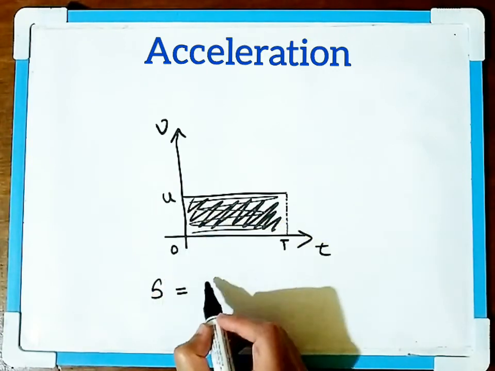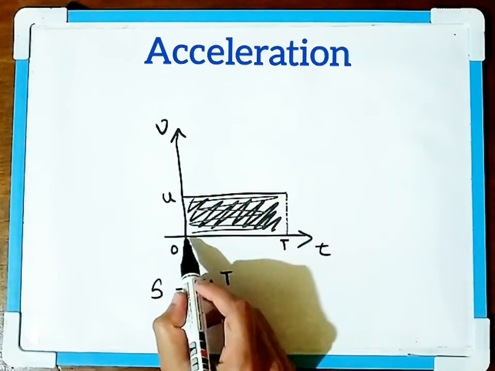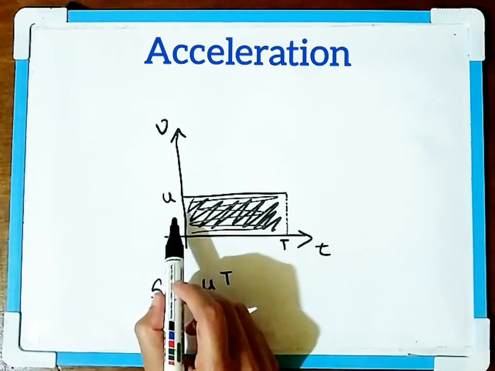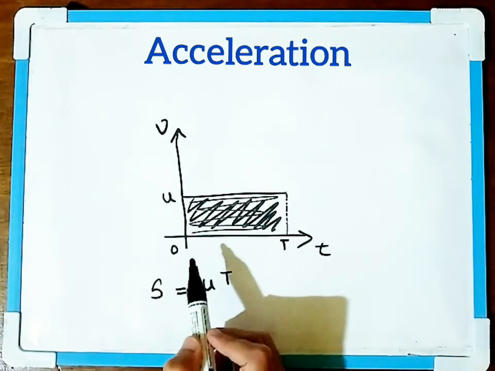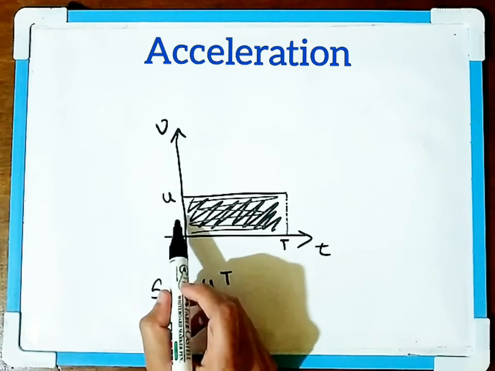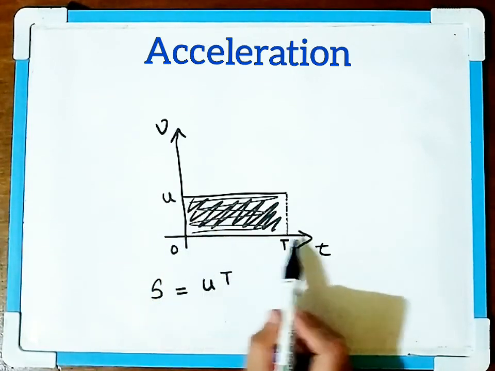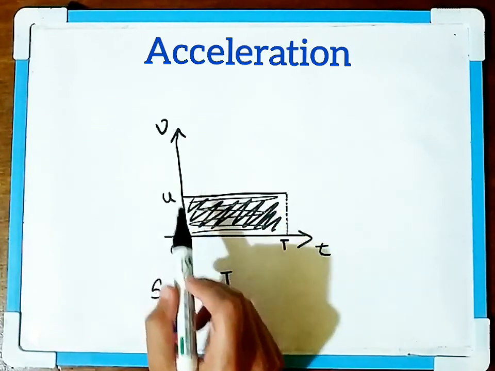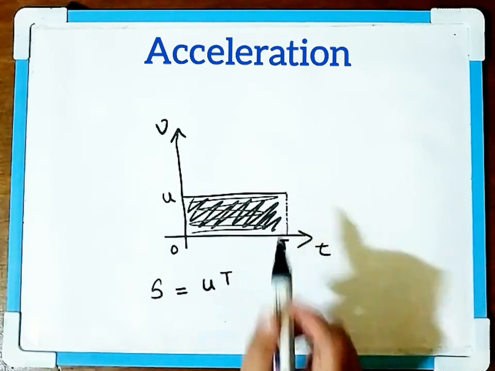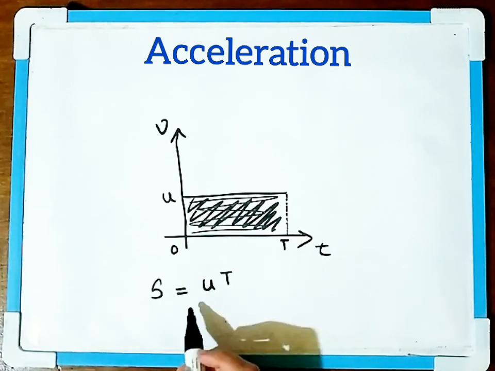the area, which is u into T. From here to here it's u, and from here to here it's T. You can see this length into breadth is equal to the area. So u into T will give you this area, like taking length into breadth. So the area of this velocity time graph will give us the displacement. So here your displacement is u into T.